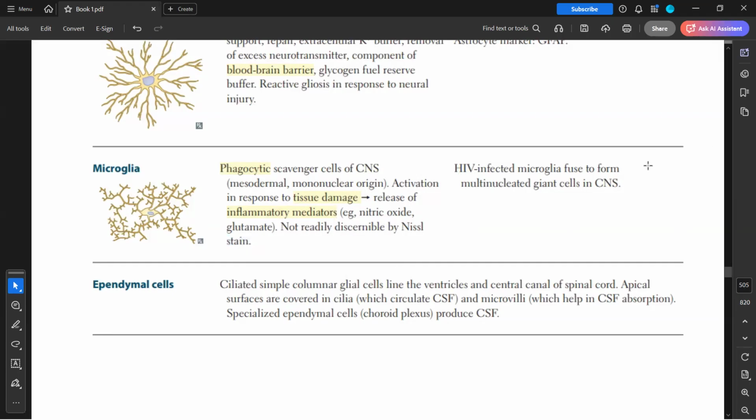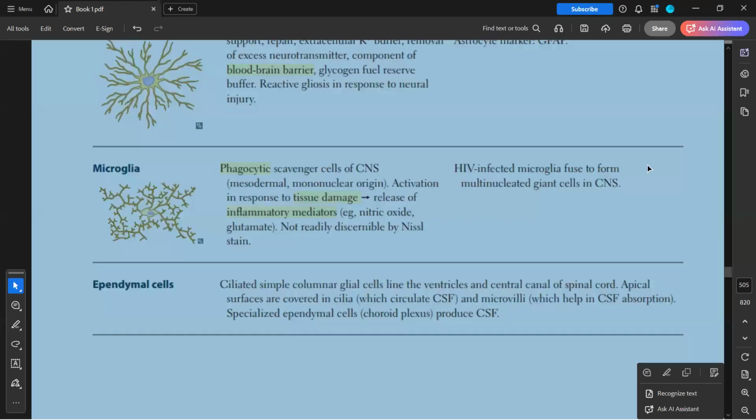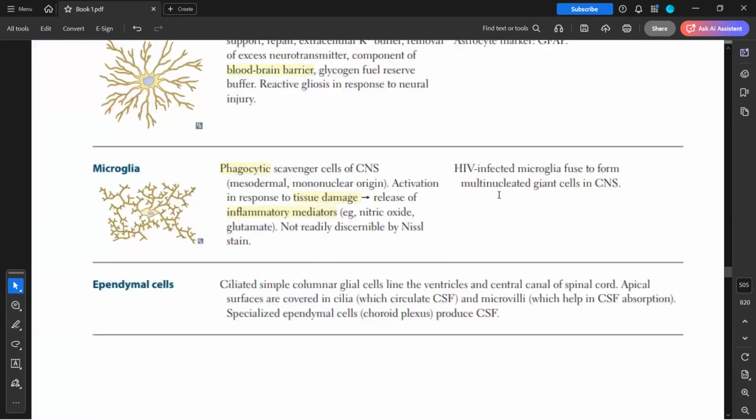HIV-infected microglia fuse to form multinucleated giant cells in the CNS. Now, why do you have to know this? Because in the future, when we are talking about diseases, you would know what microglial cells are and what their function is. Just remember they are phagocytic scavenger cells which release inflammatory mediators. For example, if there's tissue damage, anything happens, they will release all these things.